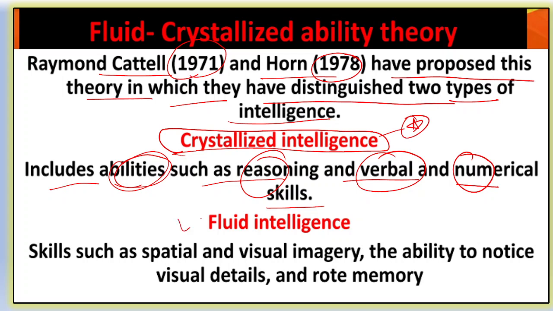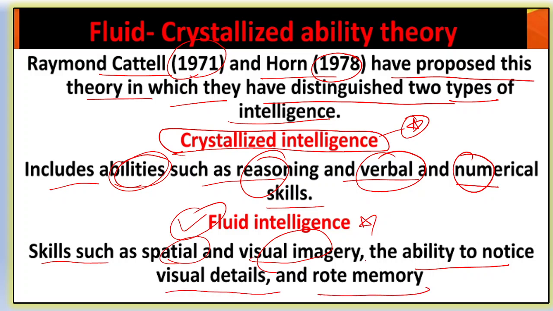Then another part is fluid intelligence. फ्लूइड इंटेलिजेंस में क्या होता है, हमारा माइंड जो स्किल डेवलप करता है, that is spatial and visual imaginary. आपकी इमेजिनेशन कैसी है, विजन कैसा है, आप खुली आंख से क्या क्या देख पा रहे हो, इमेजिन कर पा रहे हो. स्पेशल एबिलिटी जो आपके अंदर होती है, that is fluid intelligence. The ability to notice visual details and rote memory.